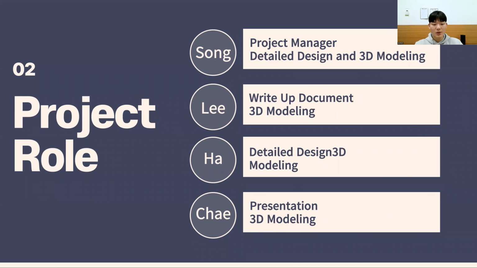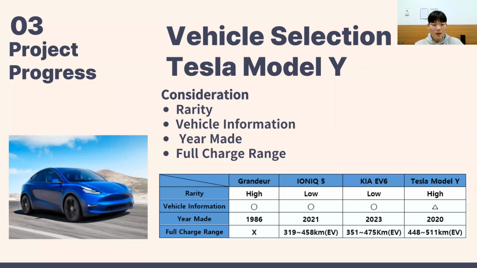We had four members participating in this project. First, it's me at the top, and I was the project manager. What I did was I designed in detail, and I was supposed to do the 3D modeling. Mr. Lee was to write up the documents and help me with the 3D modeling, and Mr. Ha helped us with the detailed designs and also participated in the modeling. And finally, Mr. Chai helped us with the modeling, and he did the presentation.